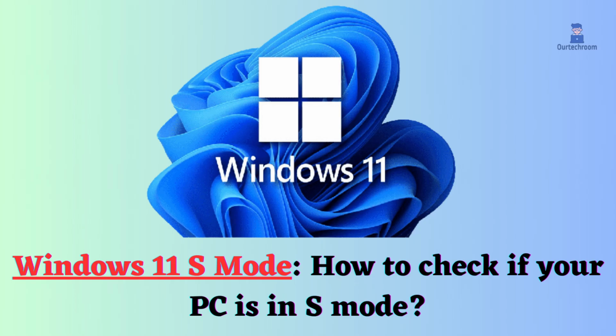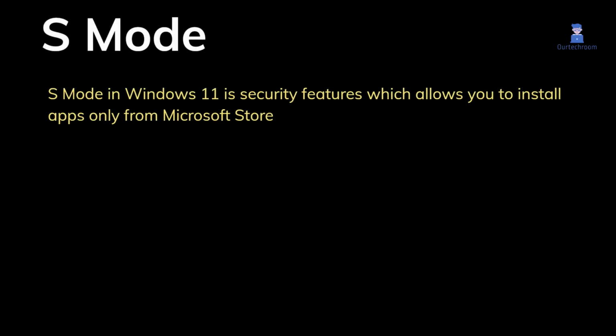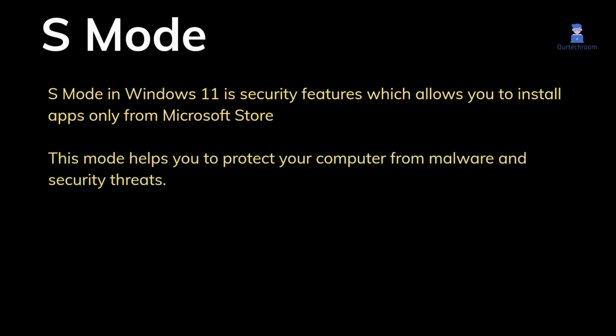What is Windows 11 S mode? How to check if your PC is in S mode or not? S mode in Windows 11 is a security feature which allows you to install apps only from Microsoft Store. This mode helps you to protect your computer from malware and security threats.